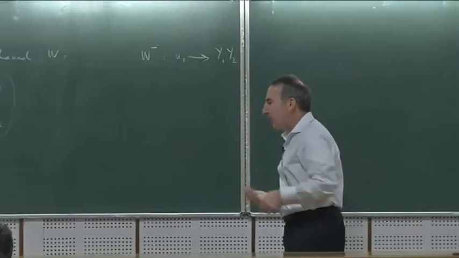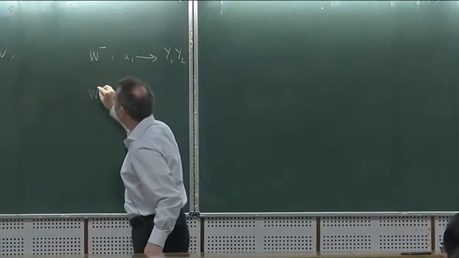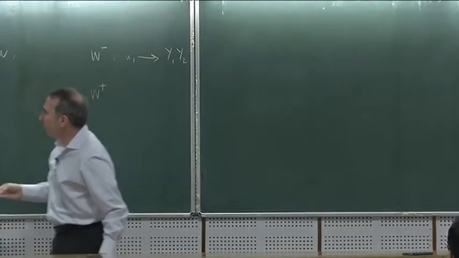Now comes the slightly more tricky object. It is the following. The channel W plus is the channel from U2.